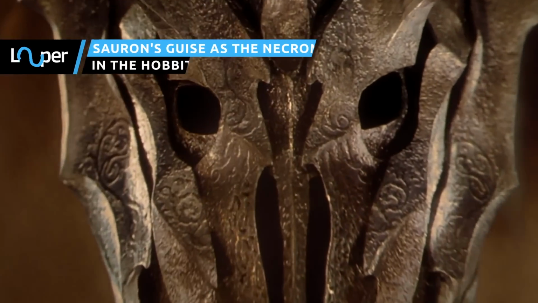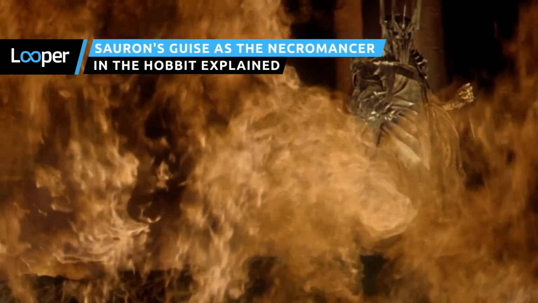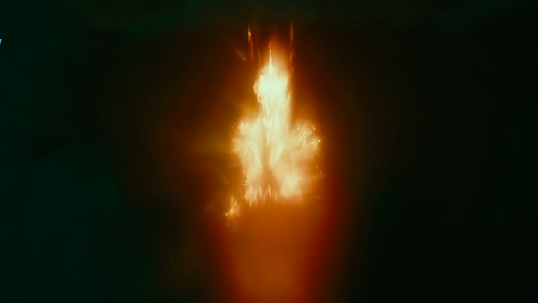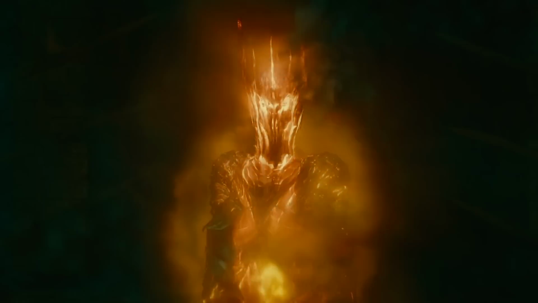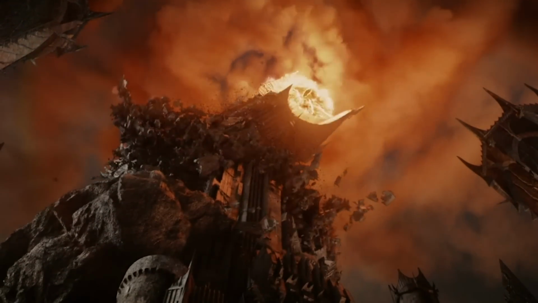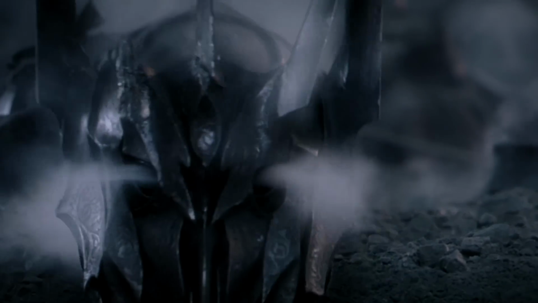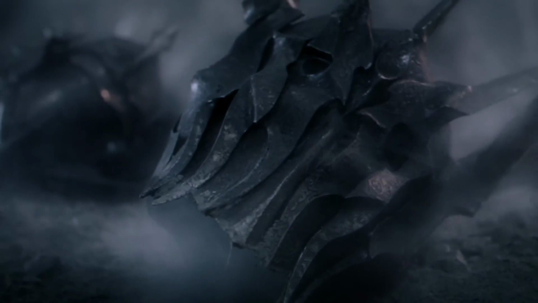Pretty much everyone knows who Sauron is. For a while, however, this iconic villain took on another persona, the Necromancer of Dol Guldur. But why did this happen? And how did his rule over the Hill of Sorcery come to an end? This is Sauron's guise as the Necromancer, explained.